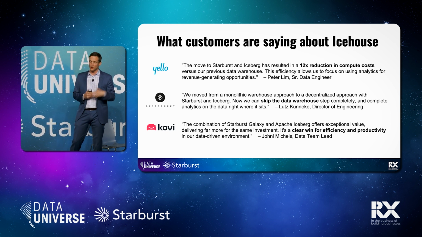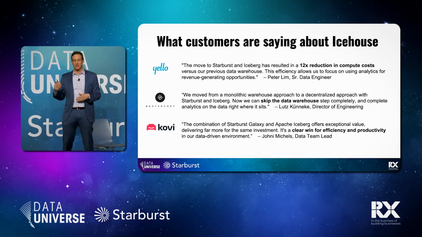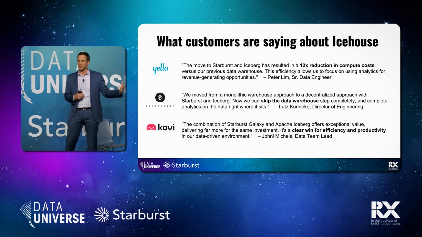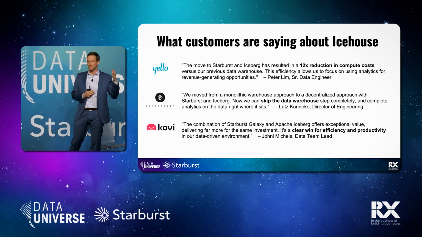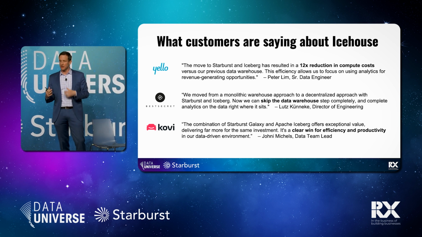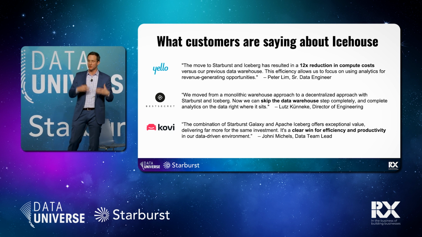Customers that have had early access to this are seeing great results, significant reduction in compute costs. If you're thinking about a traditional data warehouse like Snowflake, or even a traditional lakehouse like Databricks, you'll see anywhere from 1/10 of the cost to at least 1/2 the cost, leveraging something like the Starburst Icehouse. Best Secret, a large retailer in Germany, talks about being able to skip the data warehouse, being able to query data directly from the lake now using Trino and Iceberg. And Covey talks about, again, the value both from an efficiency and productivity perspective that they're able to find there.